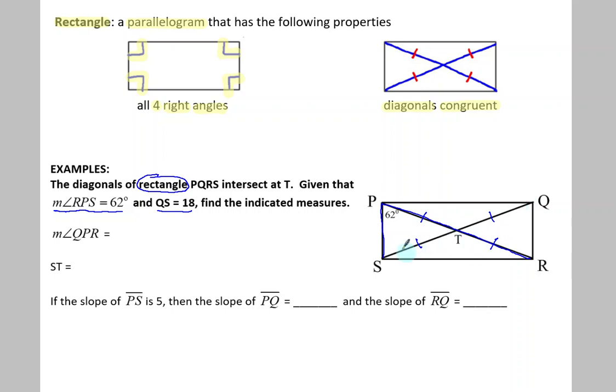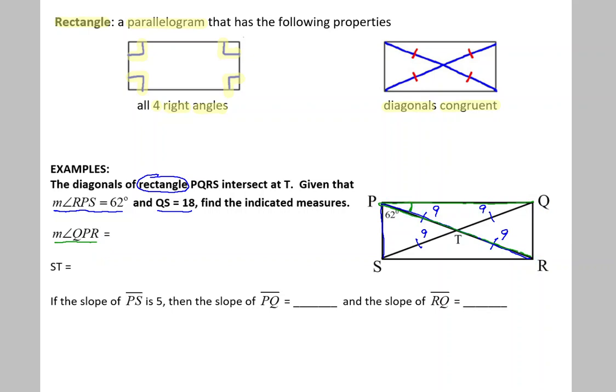And if QS is 18, that means each of these halves needs to be 9. 9, 9, 9, and 9. Congruent and bisected diagonals. Let's find the following indicated measures. Measure of angle QPR. So that's this little measure right here.